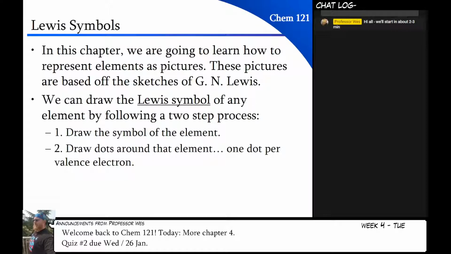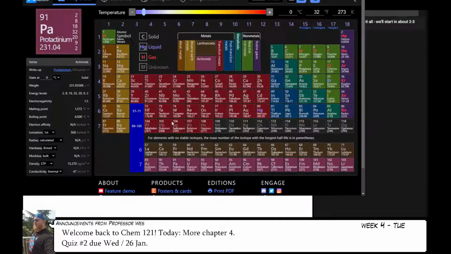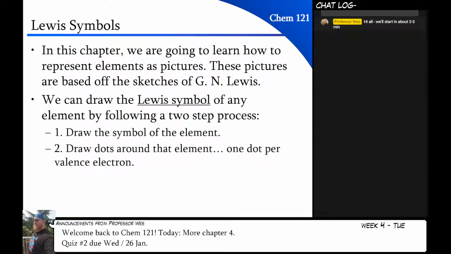So, to draw the Lewis symbol of any element is a 2-step process. The first step is to look up the symbol of the element on the periodic table. So we would again go over here and find the element that we are interested in. If I wanted a Lewis symbol of, say, fluorine, I would start by writing an F, because that is the Lewis symbol. And then I would draw dots around the element, 1 dot per valence electron. Now, there are some caveats to this, and those caveats revolve around the fact that electrons repel. We'll see that in just a second.